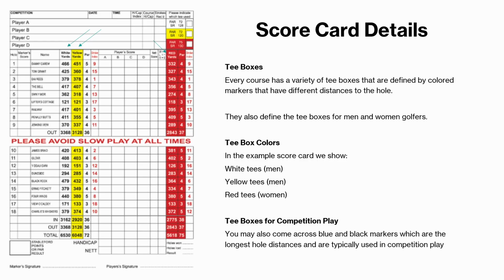So depending on which tee box you choose to play on for your round, if you select the white tees, then you go off the yardages listed for the white. And if you go off the yellow, you would take the yardages that are listed there for the yellow. Now, for tee boxes for competition play, you might find some other colors there. Typically what you see for competition play are either blue or black markers.